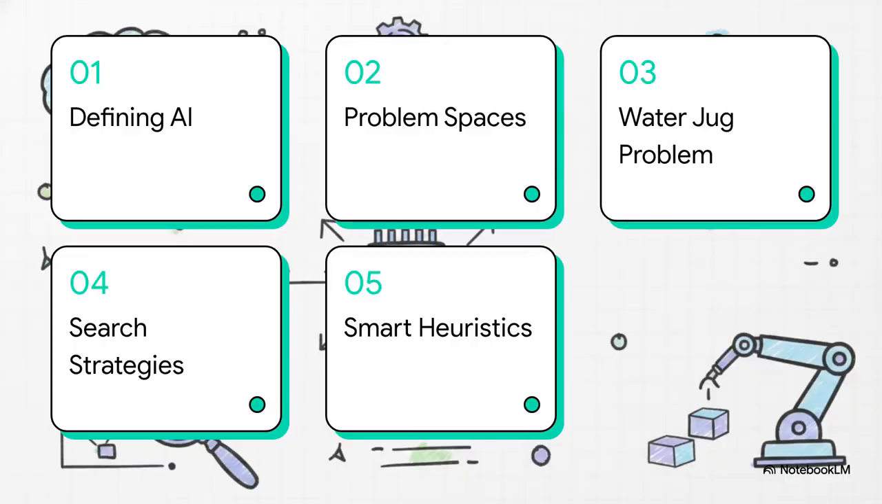Here is our roadmap for today. First up, defining artificial intelligence. Then, we'll dive into problem solving and state spaces. Third, we'll tackle the classic water jug problem. Fourth, navigating with search strategies. And finally, number 5, getting smart with heuristics.